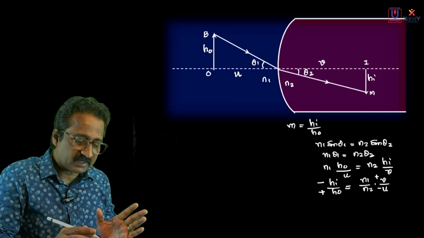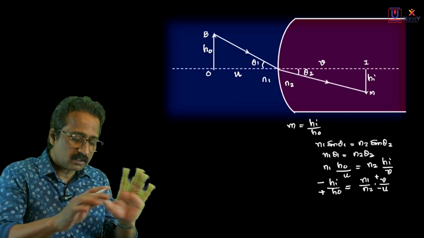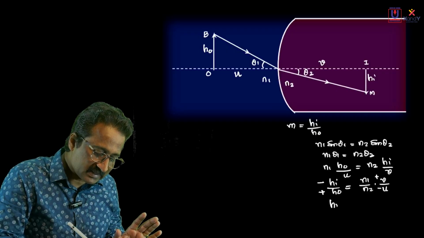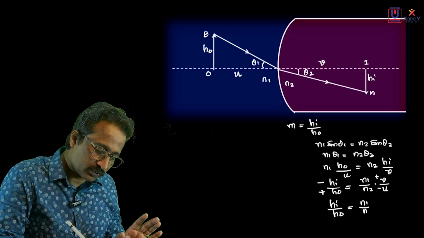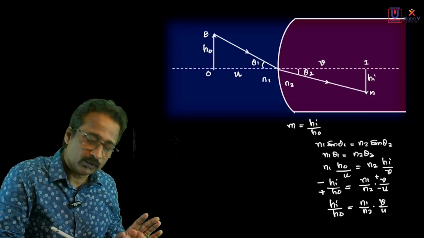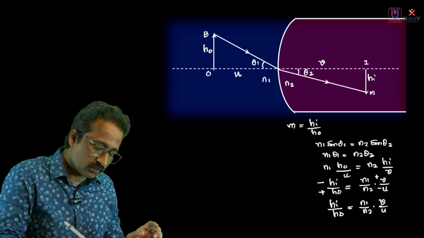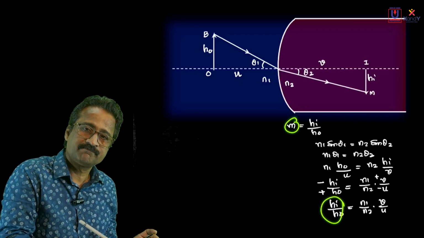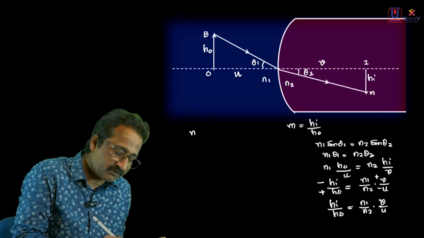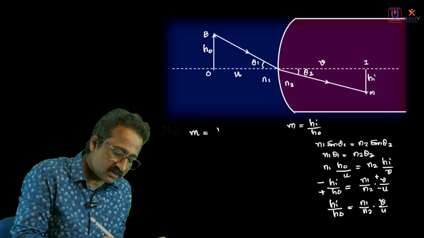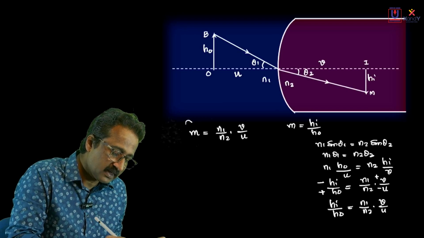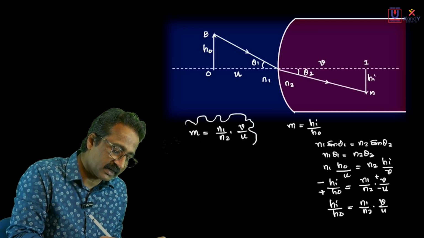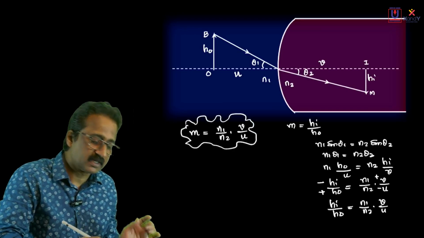Now let's simplify this, because there are plus, minus and all. If you eliminate everything, finally you'll see that the effective result is HI by HO equals N1 by N2 into V divided by U. This HI by HO is known as magnification. So my dear friends, when it's a refracting spherical surface, you can remember the expression for magnification as N1 by N2 into V divided by U. That can be used as an expression for linear magnification whenever the surface is spherical like this.